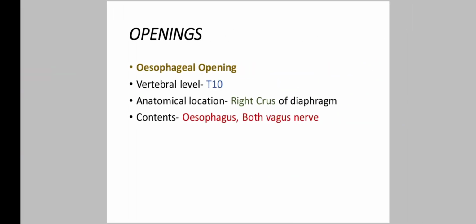Let's move ahead to the next opening, that is the esophageal opening. Now, as the name suggests, the major content of this opening is the esophagus. Along with that, both the vagus nerves, that is cranial nerve 10, pass through it. Where exactly is it situated? It is situated anatomically in the right crus of the diaphragm. And what's the vertebral level? It's at the level of T10.